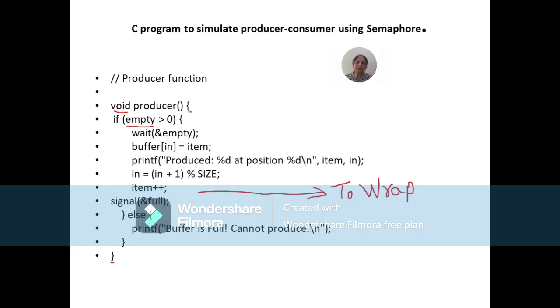If empty is greater than 0, that means at least one slot is empty. In that case, now it will execute wait. Why will it execute wait? Because it has to enter the critical section, or it has to produce the item. So wait is executed on a semaphore called empty. So what are we doing? We are sending this ampersand, meaning we are sending the address of our empty semaphore to the wait function.